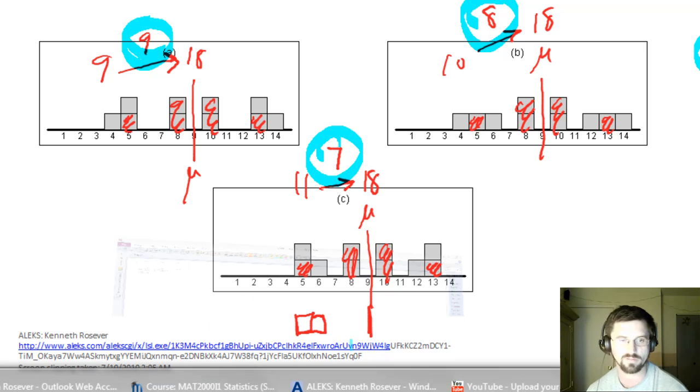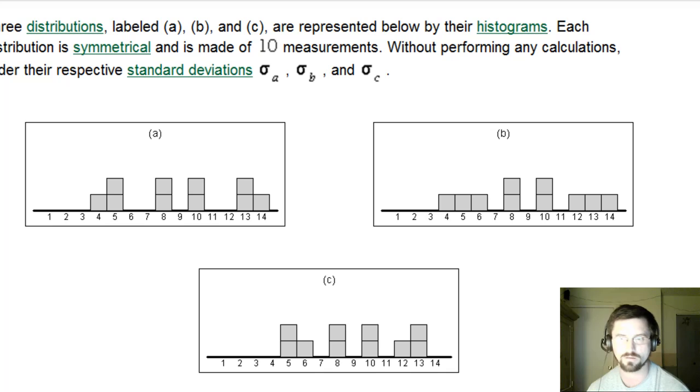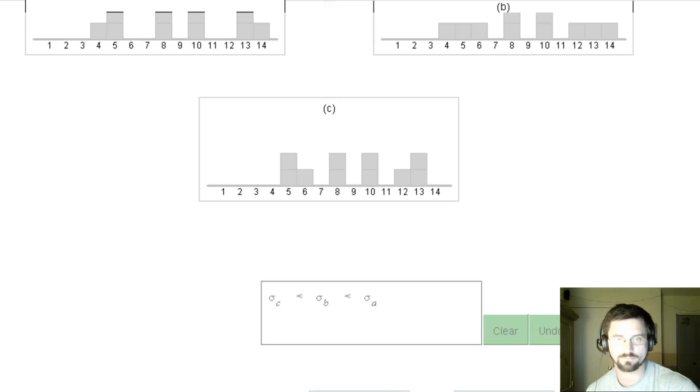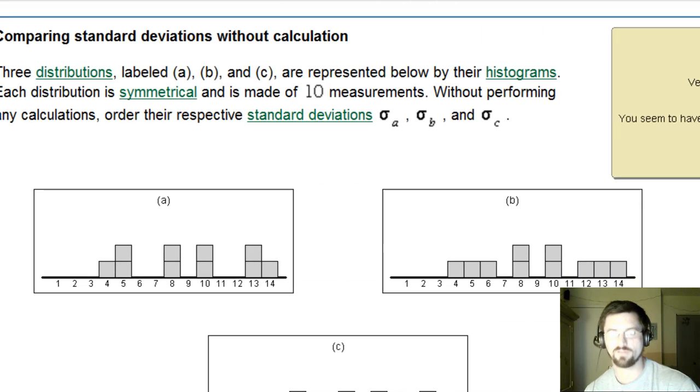Let's plug it in, see what they say. And then we'll be done. C, B, A. And they say, very good.